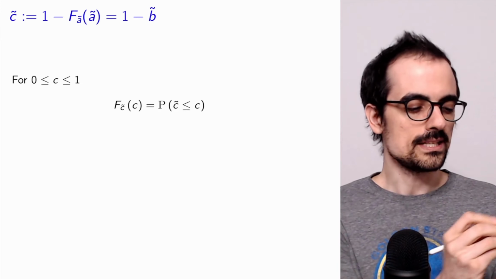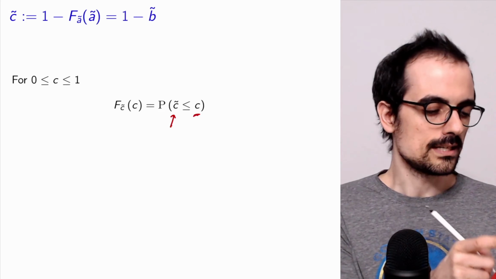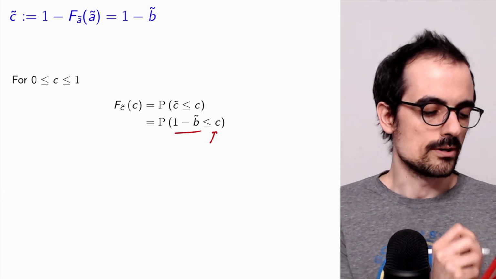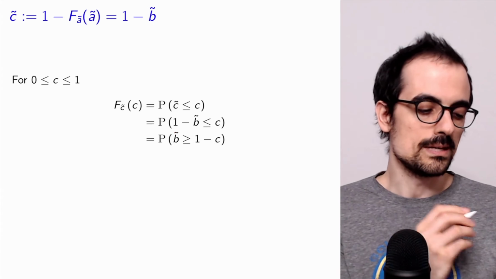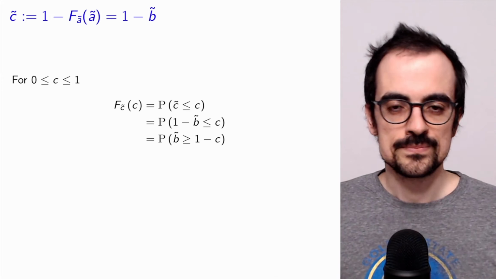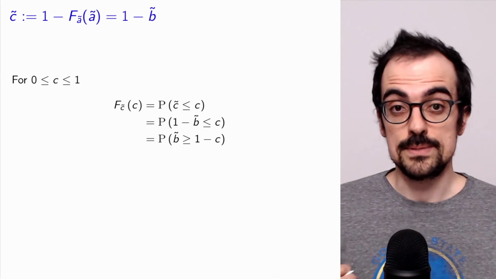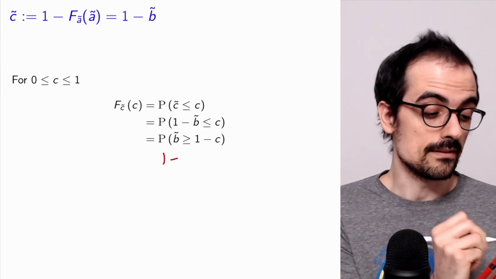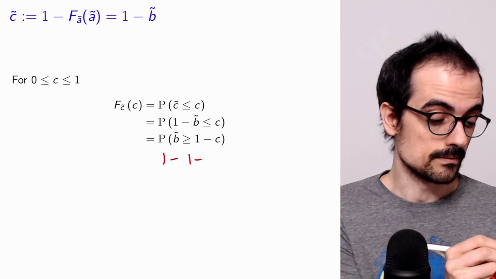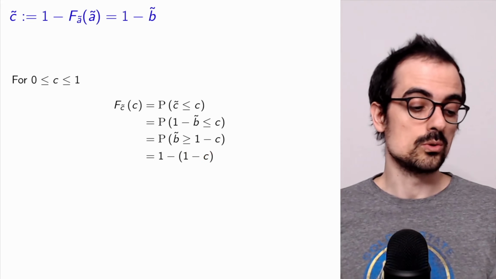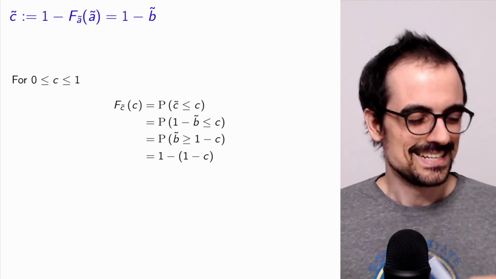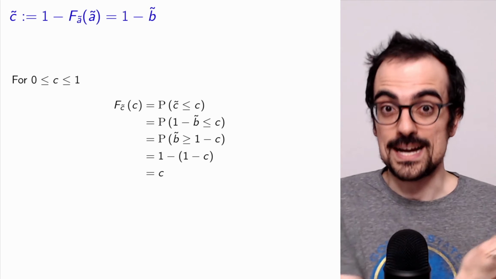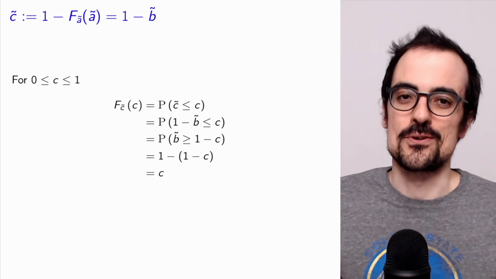What is the CDF of C? The probability that C is smaller or equal to a certain constant. We plug in 1 minus B there. So now we get the probability of 1 minus B being smaller or equal to that constant. This is just the probability that B is greater than 1 minus c. Because the CDF of B is the CDF of a uniform random variable, this is going to be 1 minus the CDF of B at 1 minus c, which is just 1 minus c. So this is just going to be equal to c. So this random variable C, which is 1 minus a uniform random variable, is also a uniform random variable between 0 and 1.